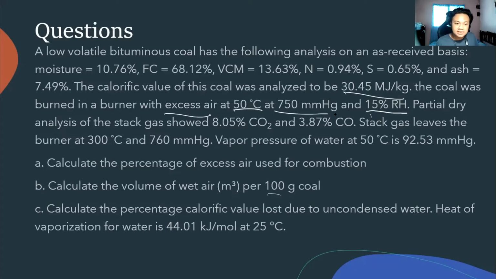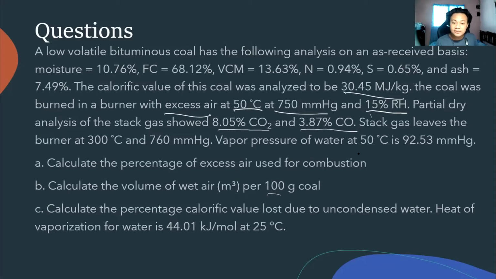Partial analysis of dry stack gas, we have a partial analysis, right? Because there is nothing else, just CO2 and CO. The stack gas leaves the burner at 300 degrees Celsius and 760 mmHg. The vapor pressure of water at 50 degrees is 92.53 mmHg. So we are lucky we are given that.